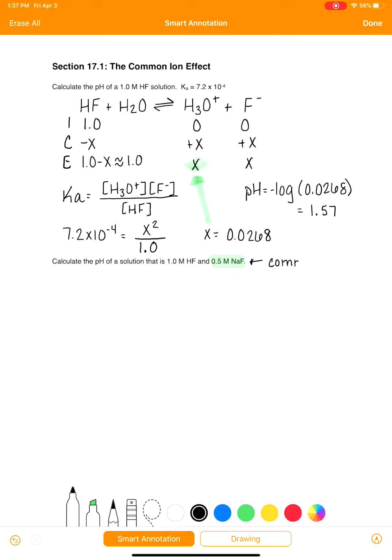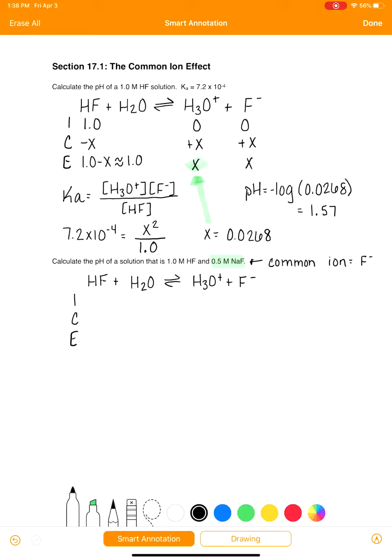Their common ion is the F minus ion. Both HF and NaF have F minus in common. So to do this pH calculation, we're going to do the same thing. We're going to write a balanced equation, and we can just copy the one that we've already written, HF plus H2O in equilibrium with H3O plus and F minus. And we're going to make an ice table.